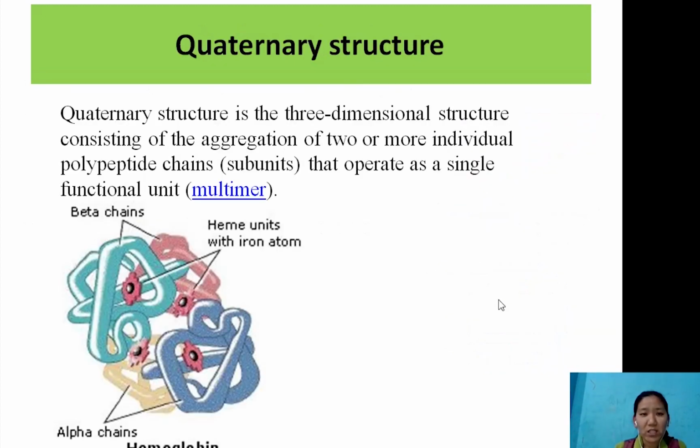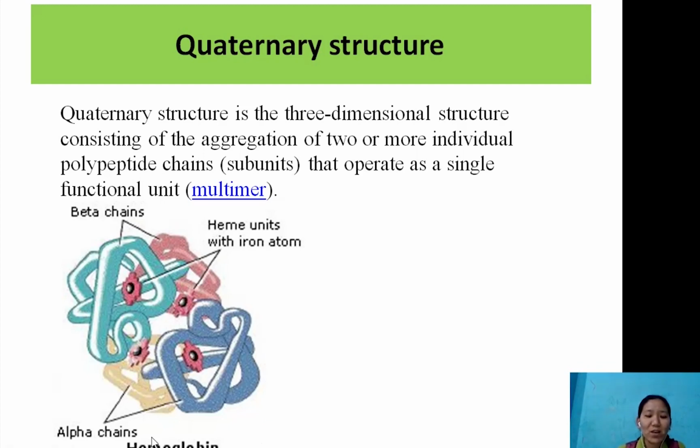Now the last one is quaternary structure. Quaternary structure is again a 3D structure where you have more than one individual polypeptide chain, two or more subunits. If there are two or more polypeptide chains, they are arranged in such a way that they function as a single functional unit. Such an arrangement of these subunits gives us a 3D structure, and that 3D structure is called the quaternary structure.